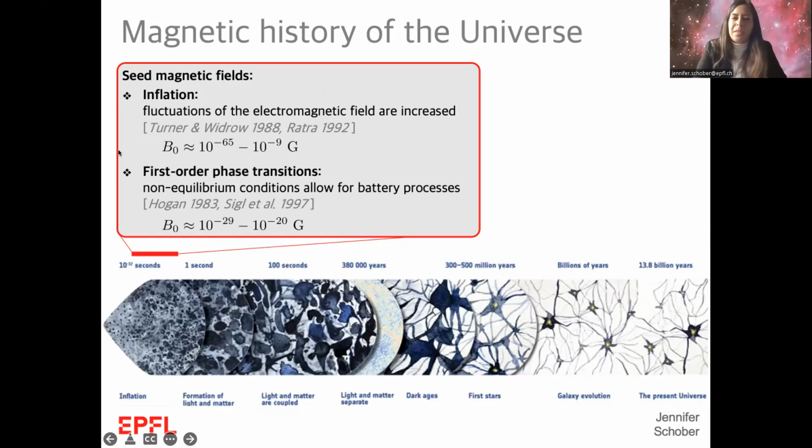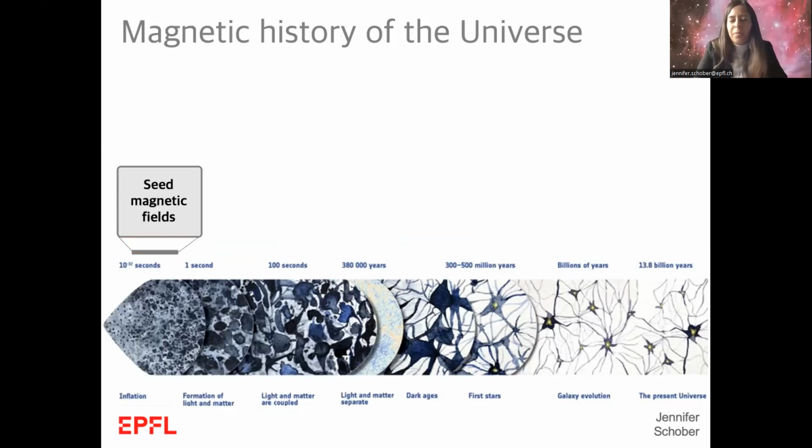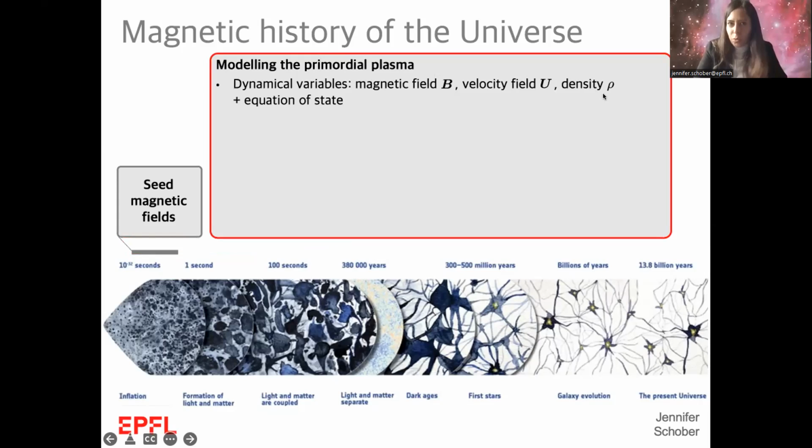The same is true for cosmological phase transitions, especially if they are of first order. It's possible to generate magnetic fields during these events. After the generation, basically we have to deal with the evolution of these primordial magnetic fields. As you know, the evolution of the magnetic field in the plasma is determined by this dynamical variable, so we have to follow the evolution of B. But that is coupled to the evolution of the velocity field or the density field, and we also need an equation of state.